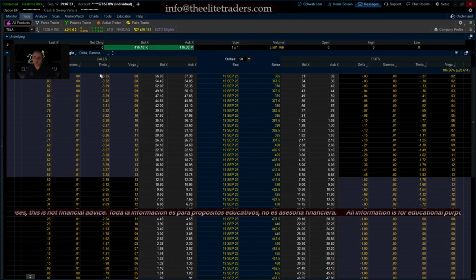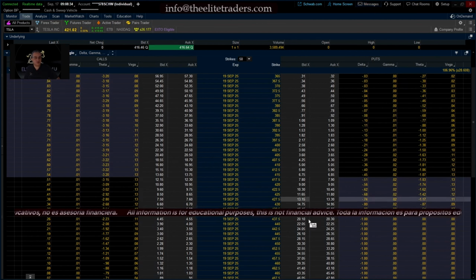The strike price is basically the price of the stock that you feel this market is going to be at on September 19th. Let's say I buy the 415 strike. I am thinking that Tesla is going to be at that price by September 19th. If I do the 382, I'm thinking that maybe Tesla is going to be at that price, and of course I'm not buying to the upside, I'm short selling the market.